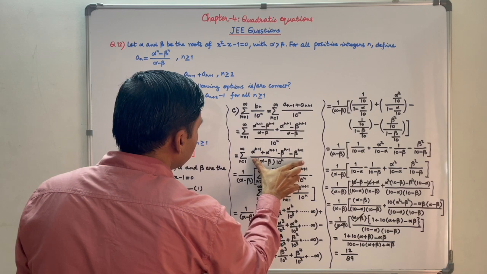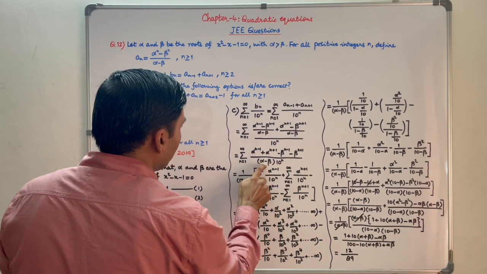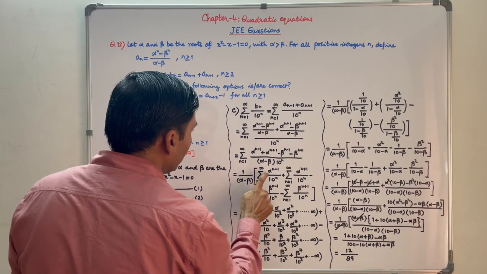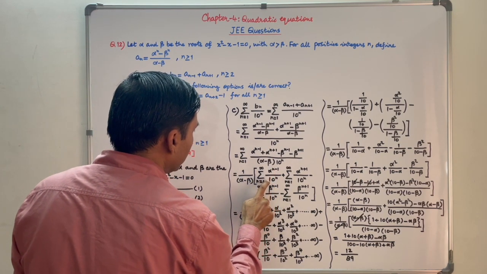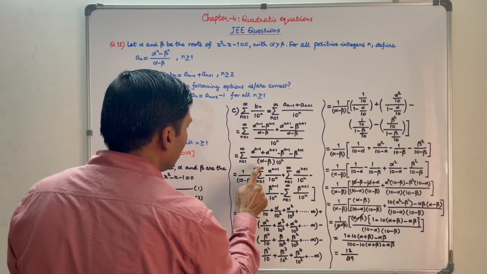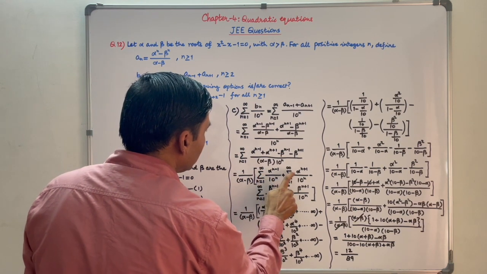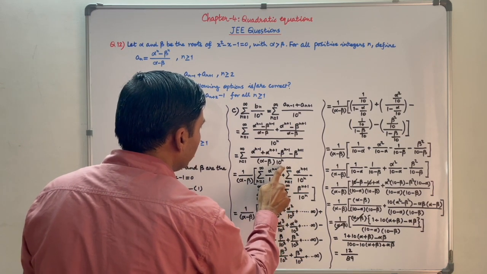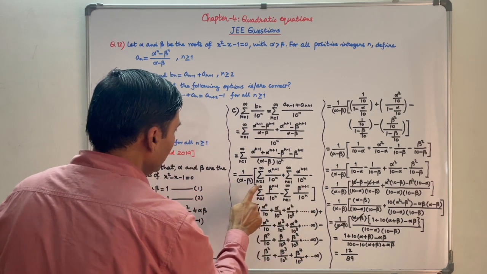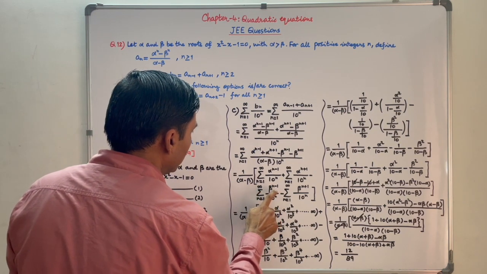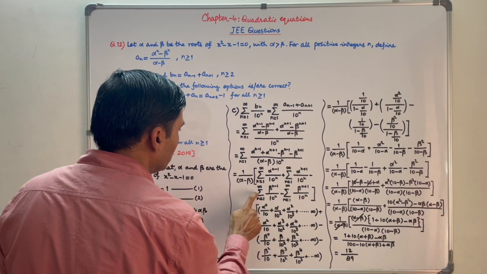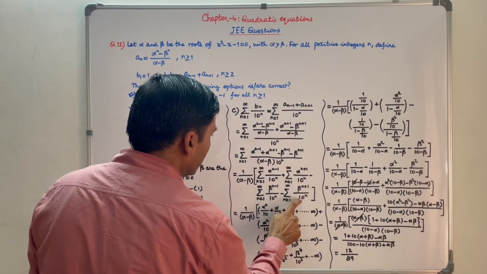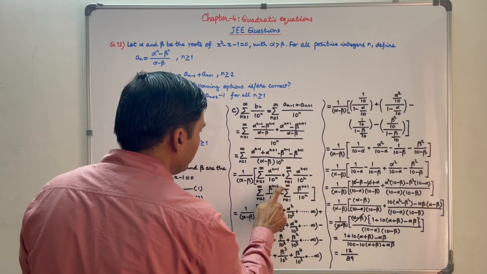Now this can be split into 4 terms. Take 1 upon alpha minus beta outside. So inside the bracket it is summation of alpha to power n minus 1 upon 10 to power n from n is equal to 1 to infinity plus summation of alpha to power n plus 1 upon 10 to power n from n is equal to 1 to infinity minus summation of beta to power n minus 1 upon 10 to power n from n is equal to 1 to infinity minus summation of beta to power n plus 1 upon 10 to power n from n is equal to 1 to infinity.